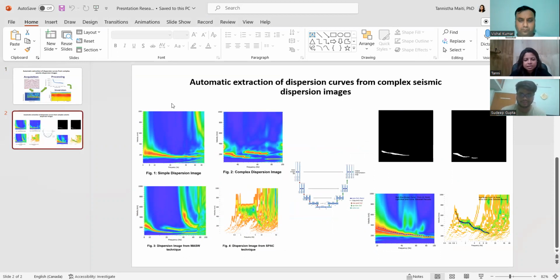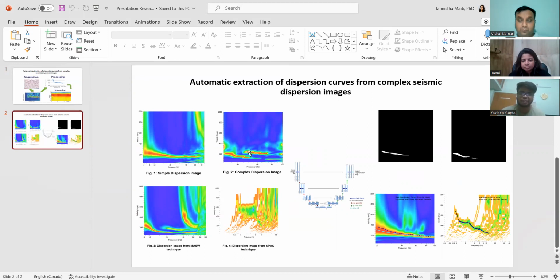So these are the images that you used for training, right? That's correct. The purpose of keeping these images was to just show you the variety of seismic dispersion images that are available to us. There are simple dispersion images in which you have a single zone of high energy area. But there are also complex dispersion images in which you have multiple zones.